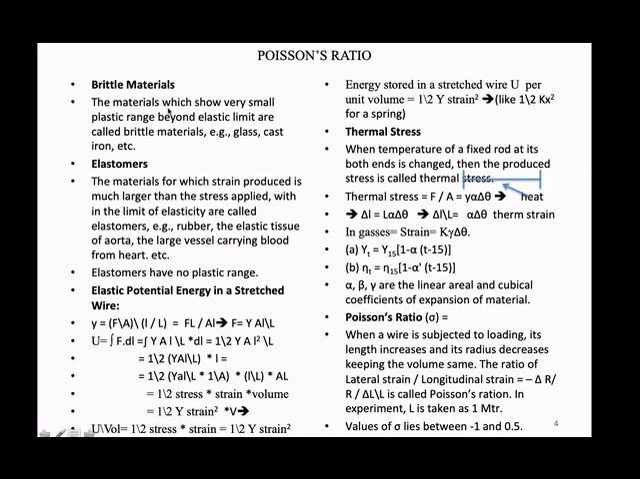Now, we know brittle materials immediately break. They don't have any plastic region. The materials which show a very small plastic range are brittle, like glass, like cast iron; they have very small plastic range.